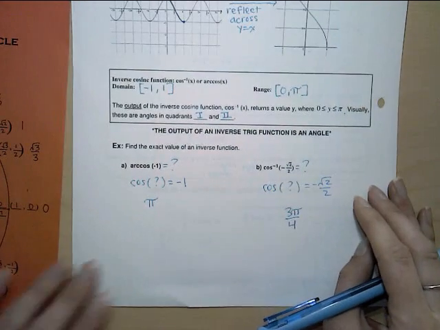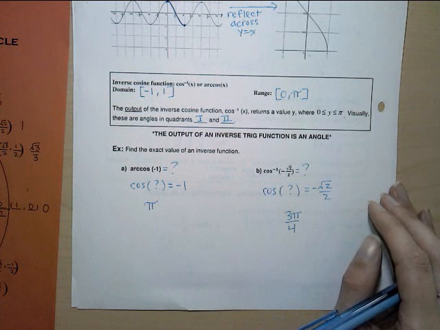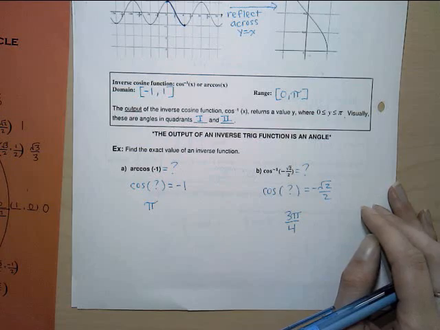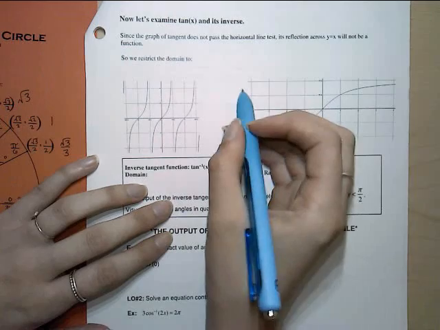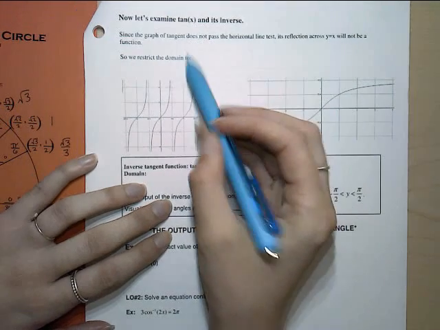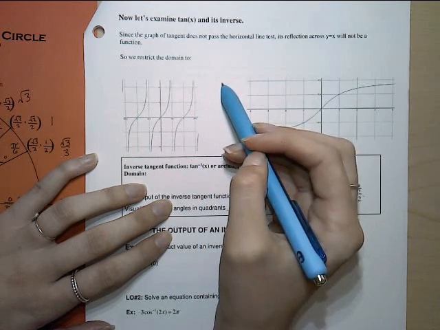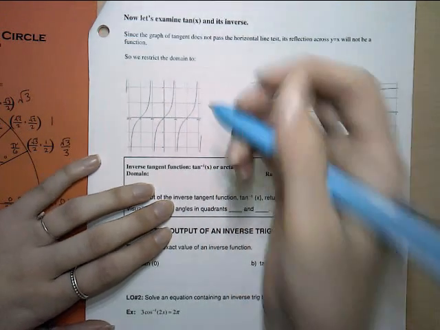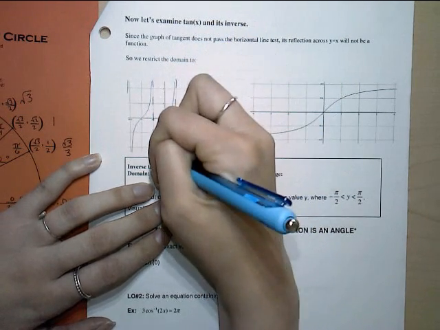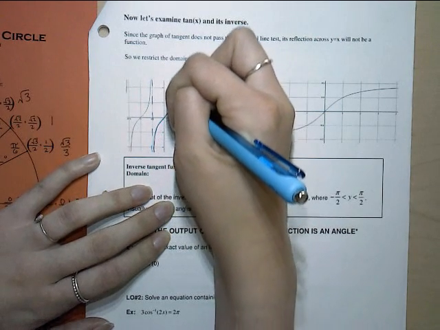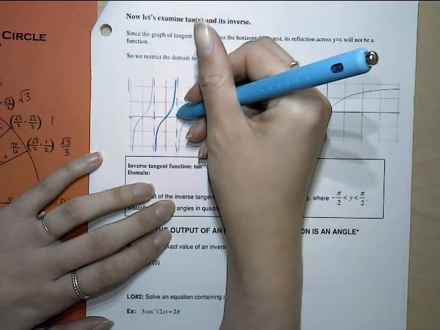Okay, so that's cosine. So for tangent, it's going to go back similar to sine. So sine, we are in quadrants 1 and 4. Cosine, we're in quadrants 1 and 2. Tangent, let's see what happens. So this is just saying the same thing as the other page. The graph of tangent does not pass the horizontal line test, so the reflection will not be a function, but we want it to be a function, so we will restrict the domain. And our choice here is this middle one. So the one that passes through the origin, this is what we restrict our domain to.